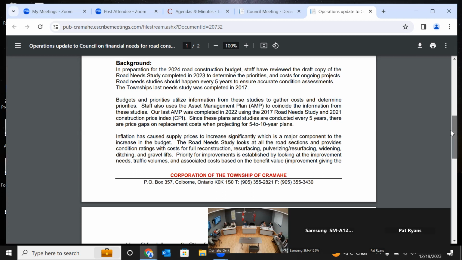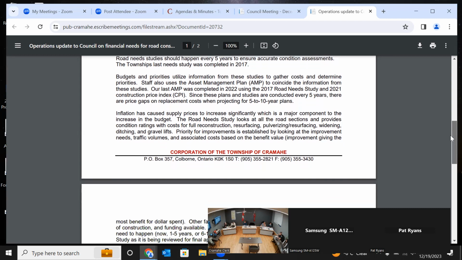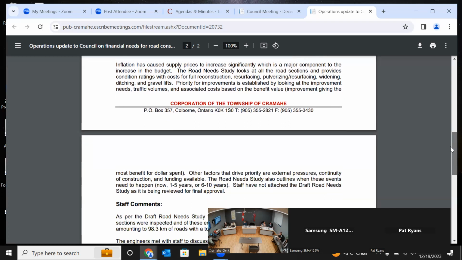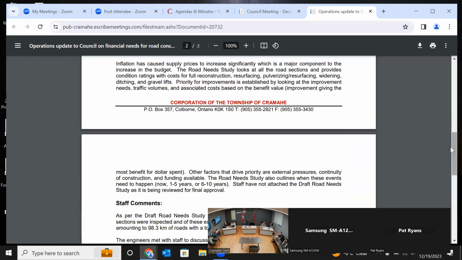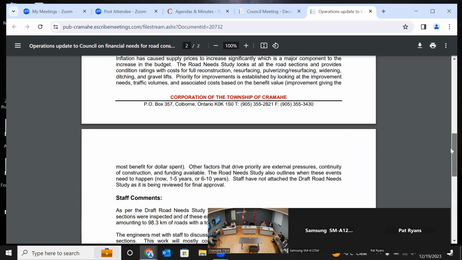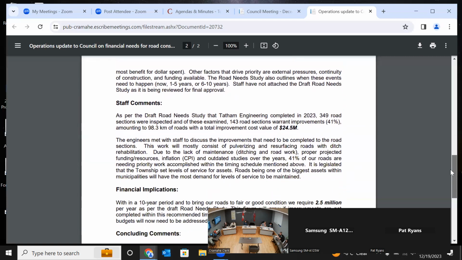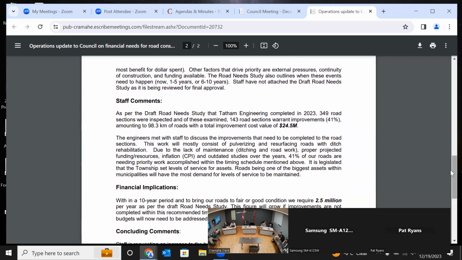The roads needs study looks at all the road sections and provides condition ratings with costs for full reconstruction, resurfacing, pulverizing, and widening, ditching and gravel lifts. Priority for improvements is established by looking at the improvement needs, traffic volumes, and associated costs based on the benefit value improvement, giving the most benefit for dollars spent. Other factors that drive priority are external pressures, continuity of construction, and funding available. The roads needs study also outlines when these events need to happen, either 1 to 5 years or 6 to 10 years. Staff have not attached the draft roads needs study as it is being reviewed for final approval.